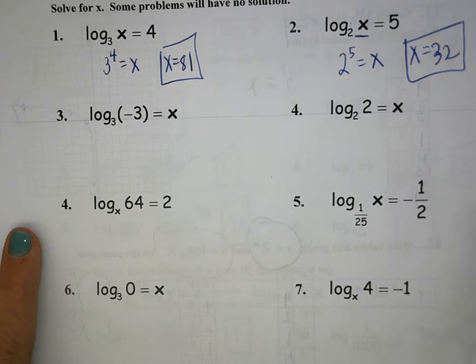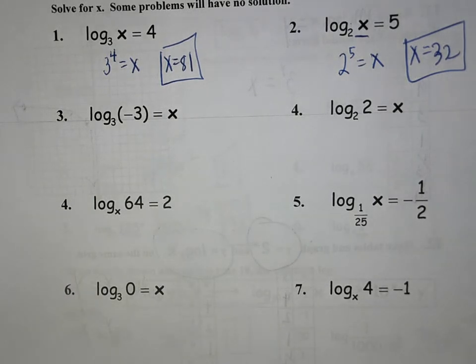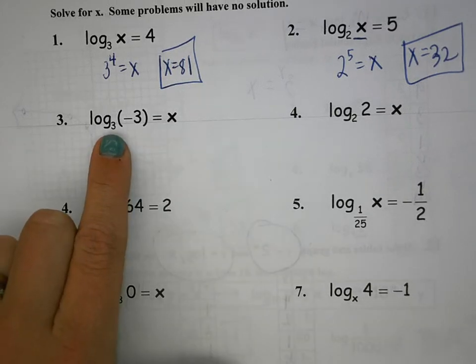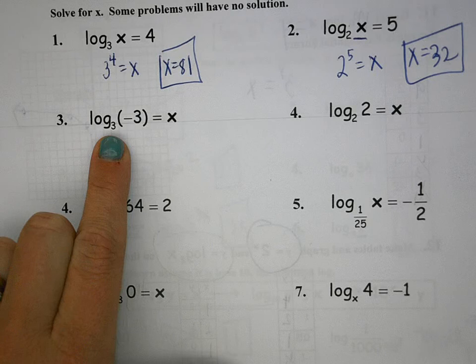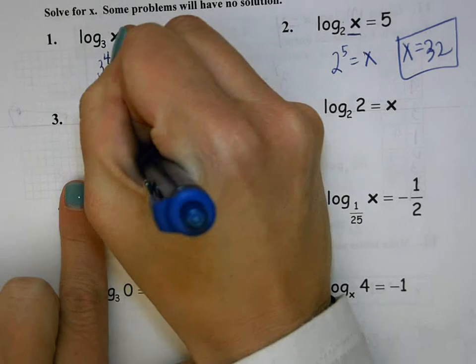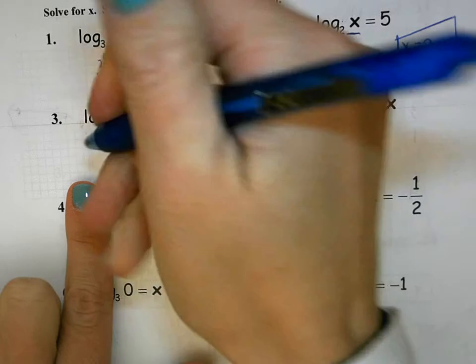All right, example 3. I'm going to pull a popsicle stick, and I want this person to tell me how to change this into exponential form. Okay, Karina. So just change it to the correct form. Don't worry about that now. So we're going to write this as 3 to the x power equals negative 3.